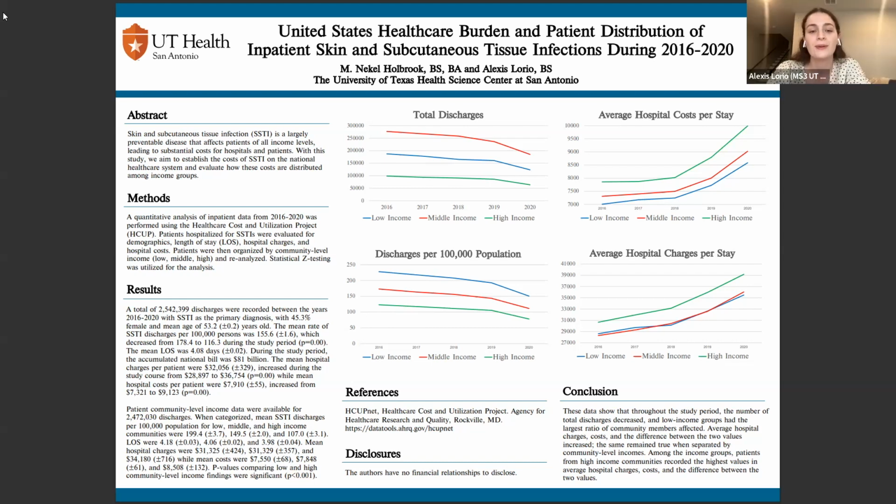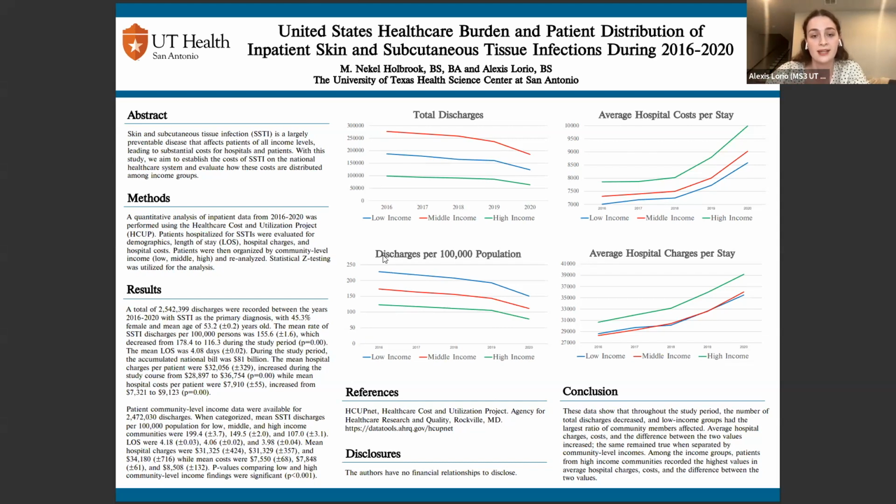So for our methods, we utilized a national database called HCUP. This stands for the Healthcare Cost and Utilization Project. It's a collection of nationwide public databases provided by the Agency for Healthcare Research and Quality. We use their inpatient database, and that is organized by diagnosis to collect our data. So we filtered by patients with primary diagnosis of SSTI, and then between the years of 2016 to 2020, we looked at the number of discharges, which became our N, and then rate of discharges per 100,000 persons, and that was how we corrected for population. Then we also looked at length of stay, cost of stay, and charge to the patient.